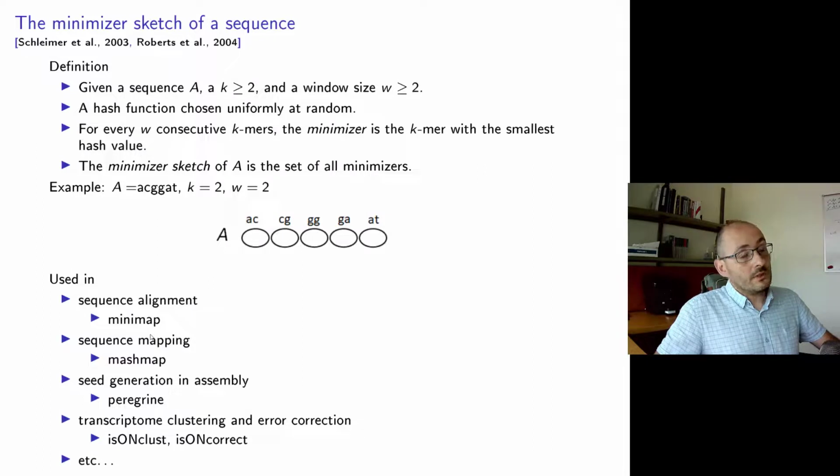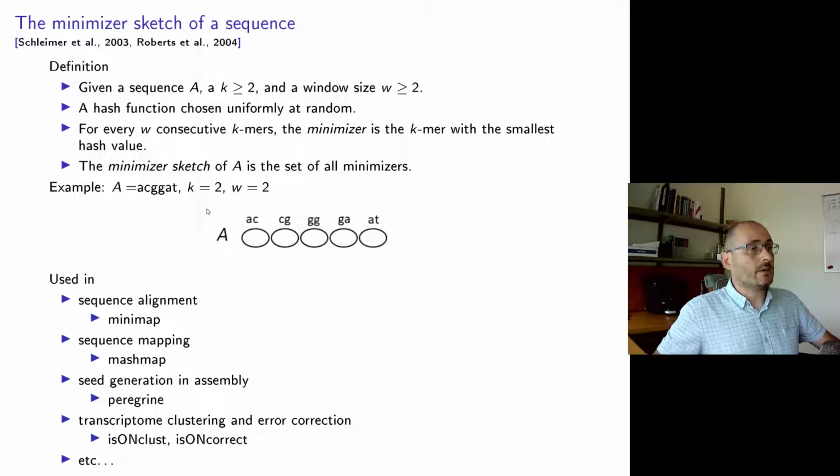Arguably the most popular sketch in bioinformatics is the minimizer sketch. It's best illustrated with an example. Here I have a sequence ACGGAT, and I'm going to split it up into its constituent k-mers for k equals 2. So I've got AC, CG, GG, GA, and AT. These are the k-mers in my sequence A.